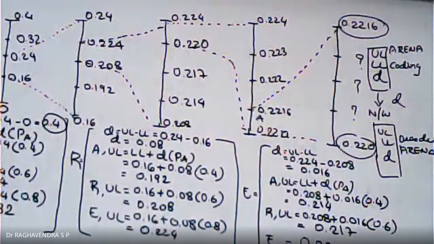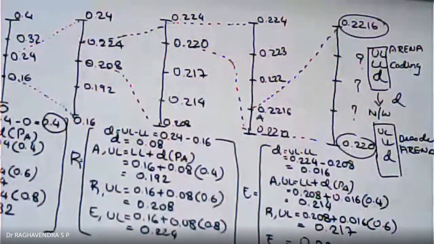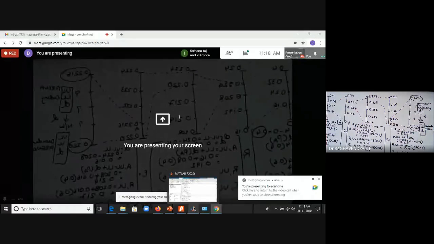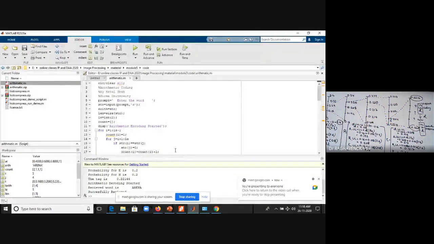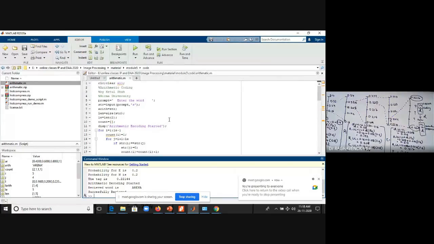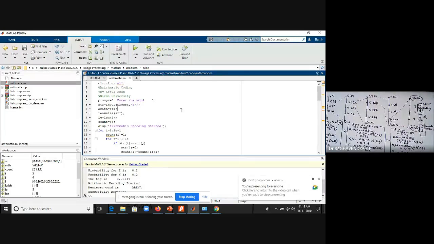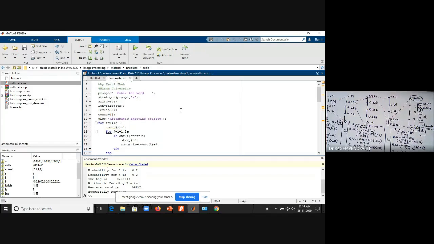Okay, I'm going to share the screen of MATLAB now. So now this is the arithmetic coding. Dear students, can you see the MATLAB window? Yes, sir. Okay, so this is the code. I have written the code here. It will ask for a word, the prompt displays 'enter the word'. It is taking a string value. Then we are using the arithmetic coding. So this is the logic.